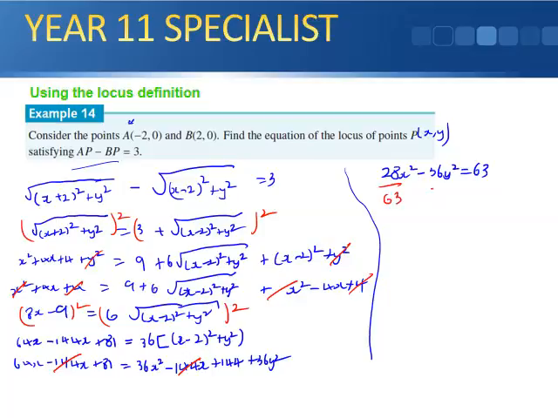Divide everything by 63. And I get 4x squared over 9 minus 4y squared over 7 equals 1.